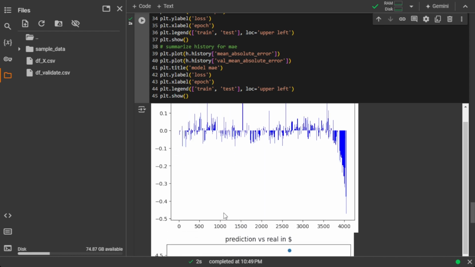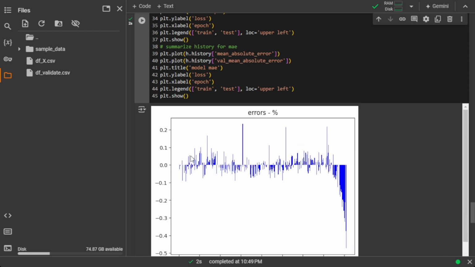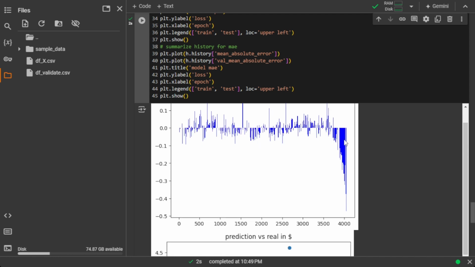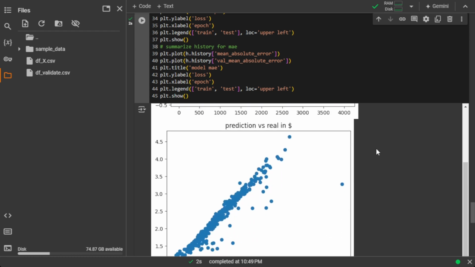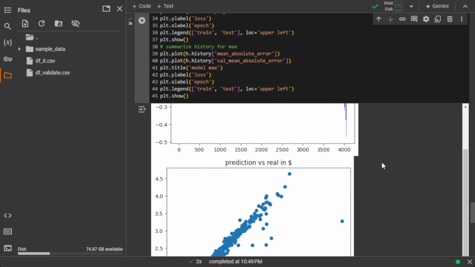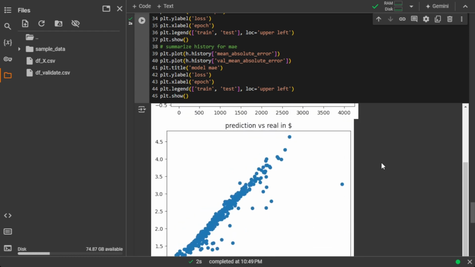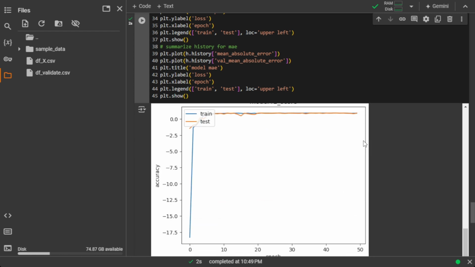Okay, so it did pretty good. The errors are pretty tight. I would say within 5% and 5%, with the exception of your really high ones. What do we have here? Yeah, there's your scatter, nice little spear.